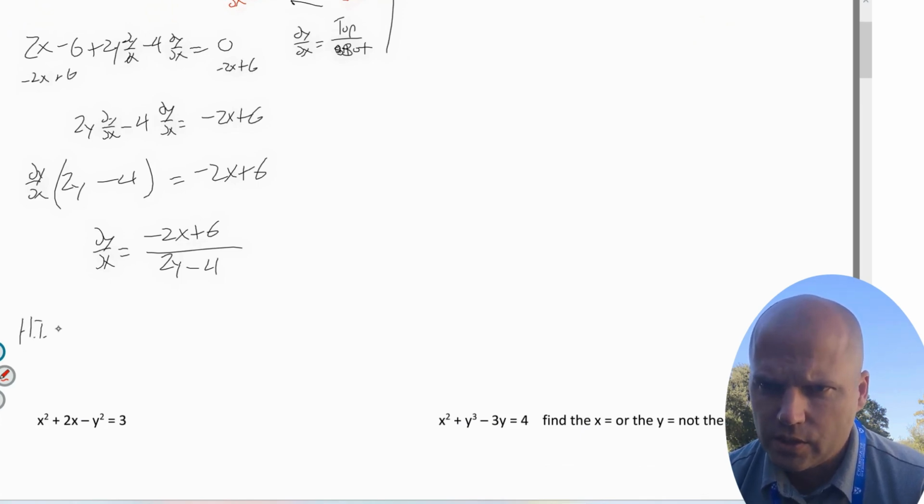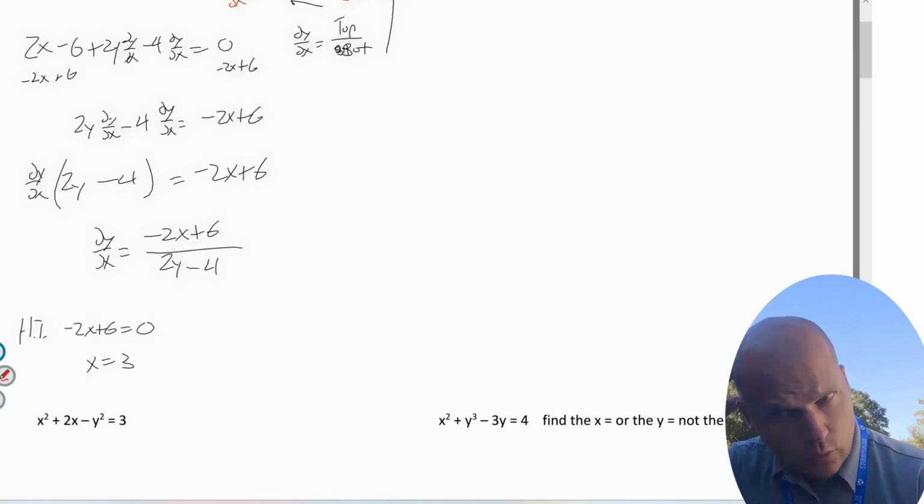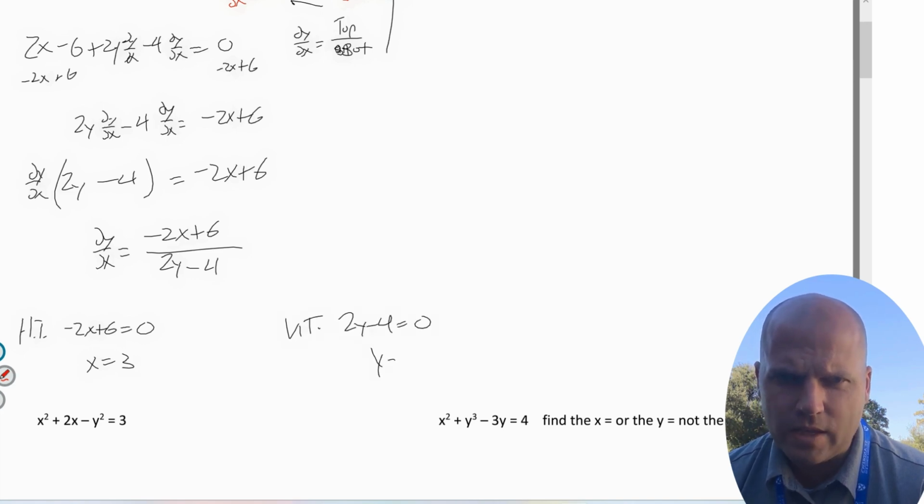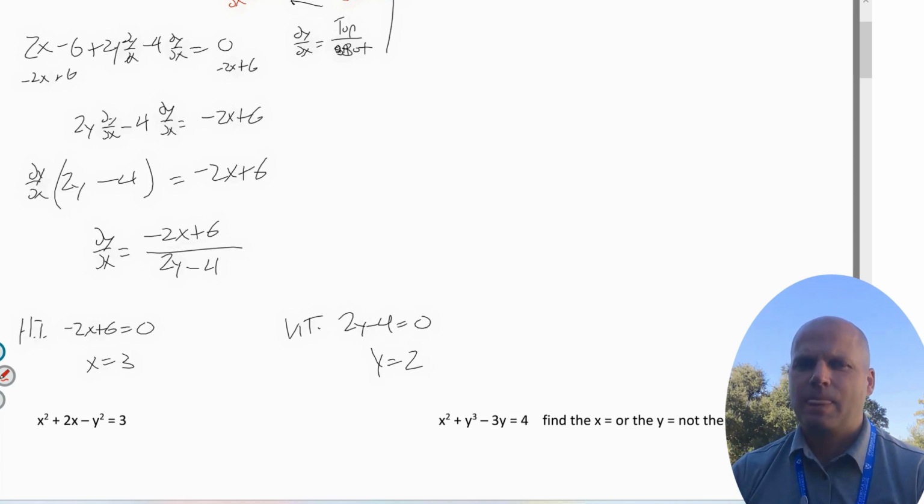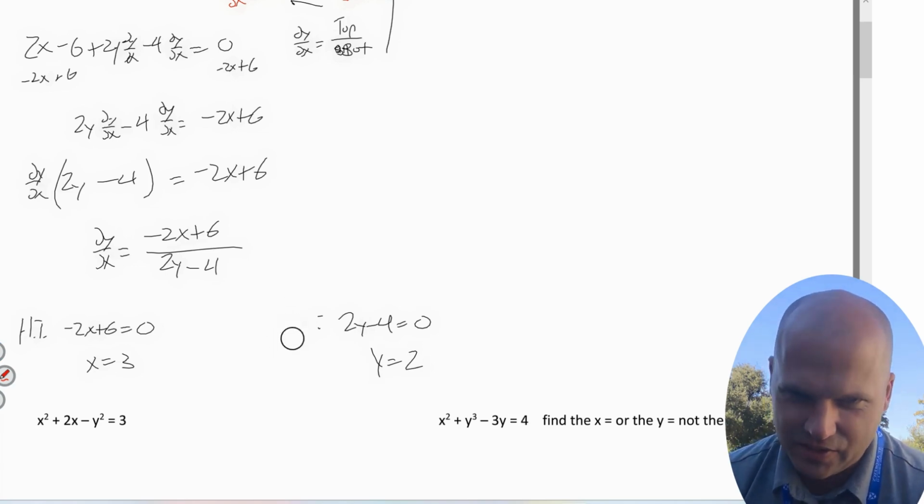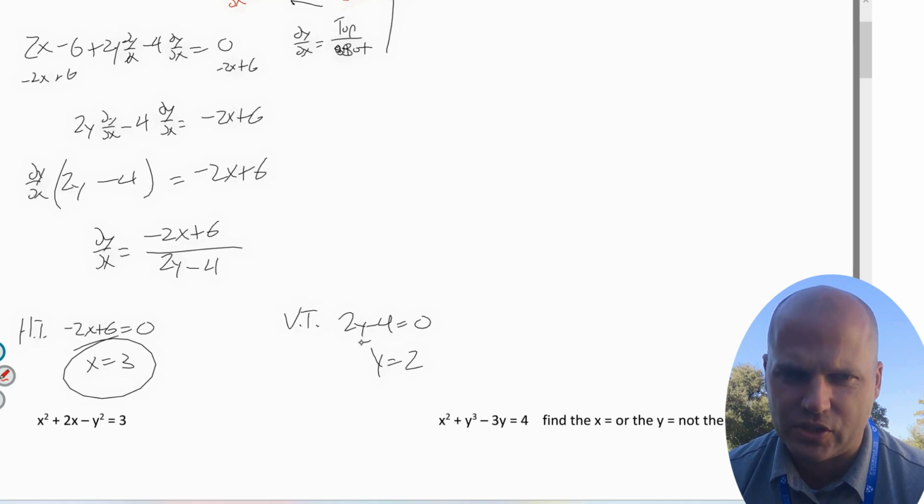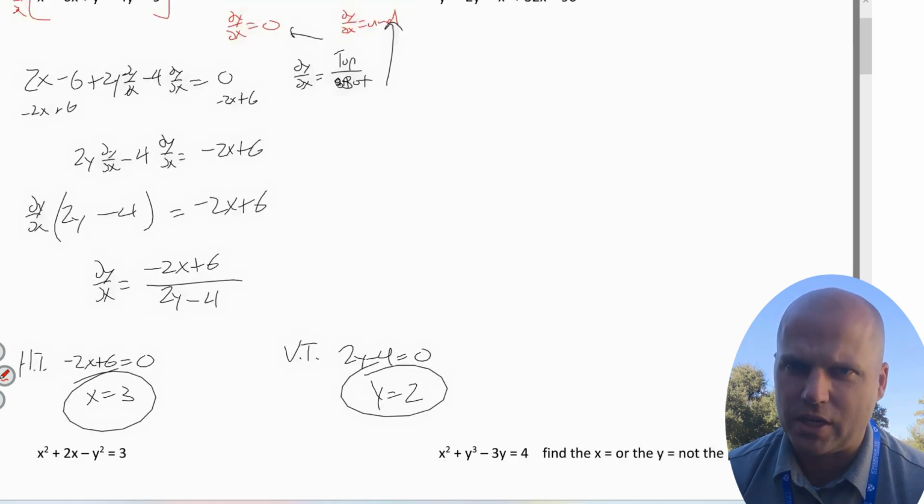Horizontal tangents. We had x equals 3. Vertical tangents will be at y equals 2. Now, here's the key. This is not your answer. 3, 2. Your answer will be the points. So you need to take these separately and plug it into the original.